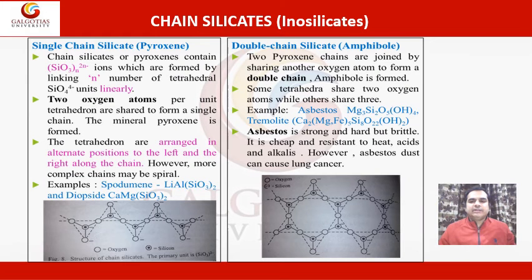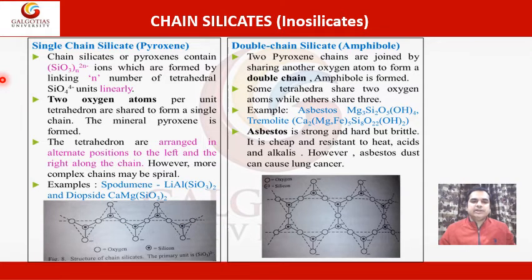Now come to another class of silicates, that is chain silicates, and these chain silicates are also known as inosilicates. And chain silicates are of two types: single chain silicates, which are also referred to as pyroxene, and the second type is double chain silicates, which are also known as amphibole. If we discuss single chain silicates, this is the structural formula and structural diagram for the single chain silicates. So what are single chain silicates?